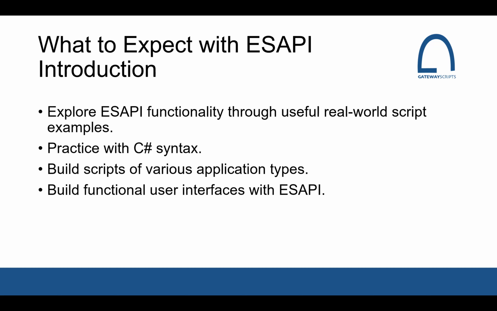As you prepare for the Eclipse Scripting API Introduction course, keep in mind that we're going to take the C# knowledge that we've learned and we're going to apply it to real-world script examples. So scripts that you might actually want to run in your clinic. We're going to talk about the types of methods and properties that are available in the Eclipse Scripting API. We're going to use the C# syntax that we've learned to leverage the Eclipse Scripting API and perform more programmatic operations with it. We're also going to build scripts of different application types, such as plugin scripts and standalone executables. Finally, we'll also build functional user interfaces with the Eclipse Scripting API.